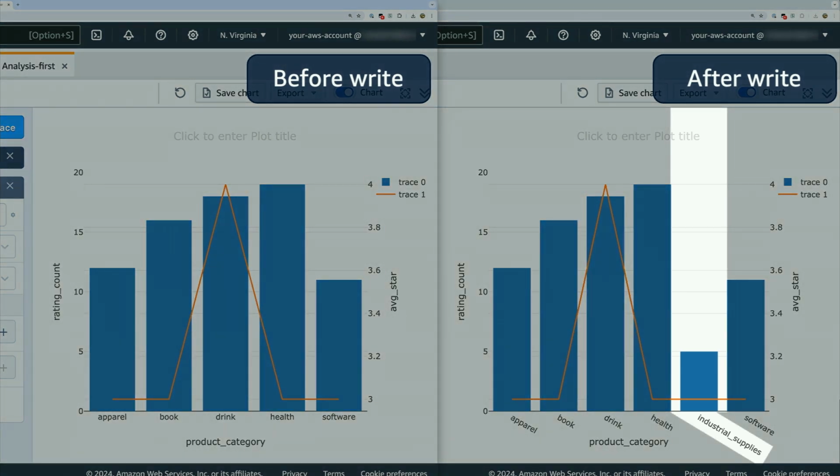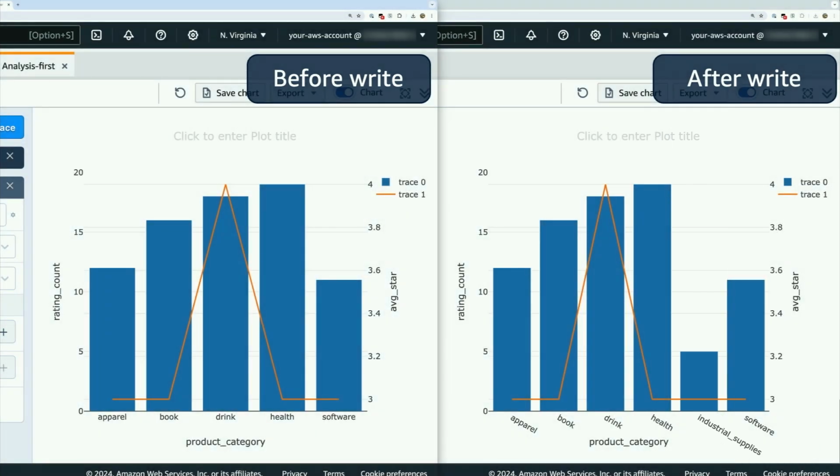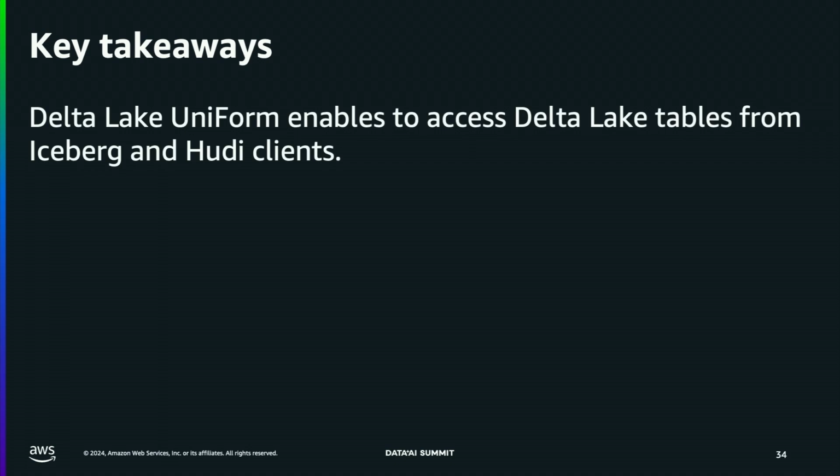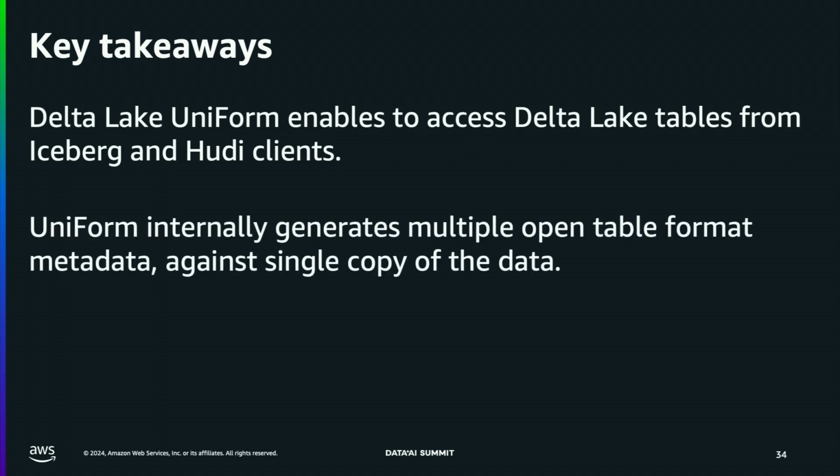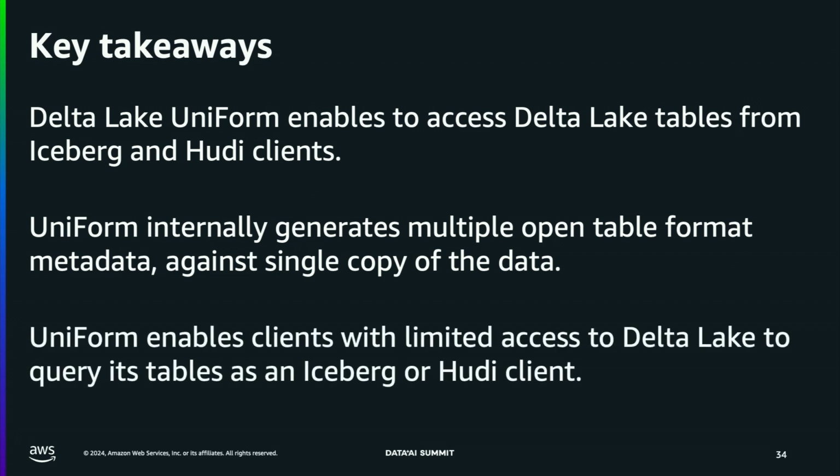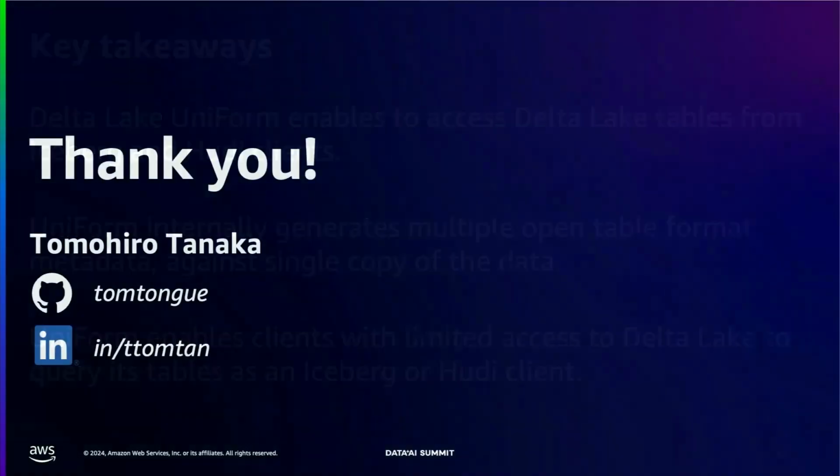So that's how data lake UniForm works for clients which have limited access to data lake, like Redshift clients. To summarize the session, data lake UniForm allows Iceberg and Hudi clients to access data lake tables. It creates multiple table format metadata from a single data copy, and enabling UniForm lets Iceberg and Hudi clients access data lake tables, even with their different specifications.